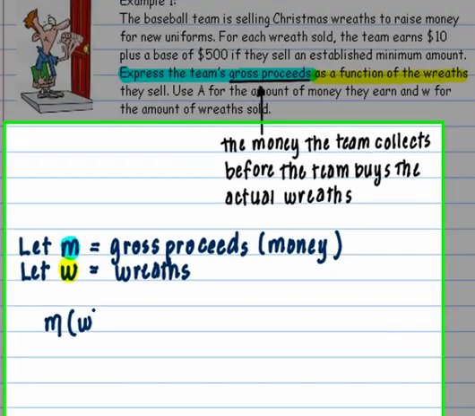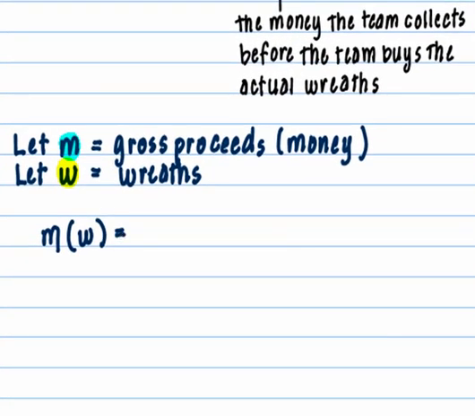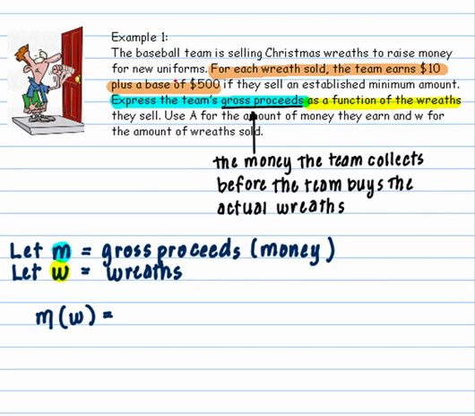Since I need to express the team's money or gross proceeds as a function of the wreaths, M will be a function of W, M of W. Now let's talk about the expression that needs to follow. It says for each wreath sold, the team earns $10 plus a base rate of $500. In other words, they're going to earn that $500 just for selling some wreaths.